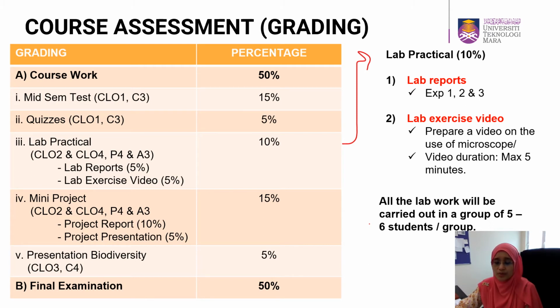Okay, so all the lab work will be carried out in a group of 5 to 6 students per group. So it means that for S10, for example, I want 5 groups. Okay, 5 groups, and each group consists of 5 members. Same goes to S9, S61, and S62. 5 groups, and each group consists of 5 members. Okay, so this is the group that you will maintain for doing lab practical, mini projects, and also biodiversity presentation.